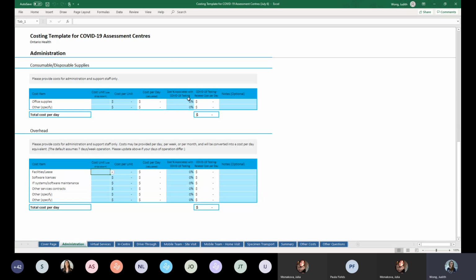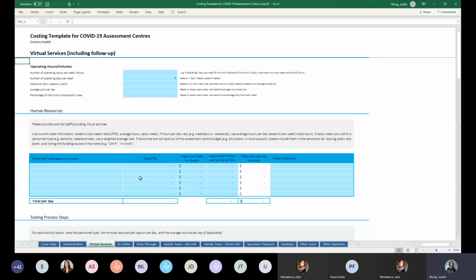As well, enter the percentage of the cost that's associated with your COVID-19 assessment center. This could be 100% if you have an office that's 100% on this. If you're sharing space, maybe it's a percentage that's less than 100, and then it will calculate for you what that cost is. Moving on to virtual services.